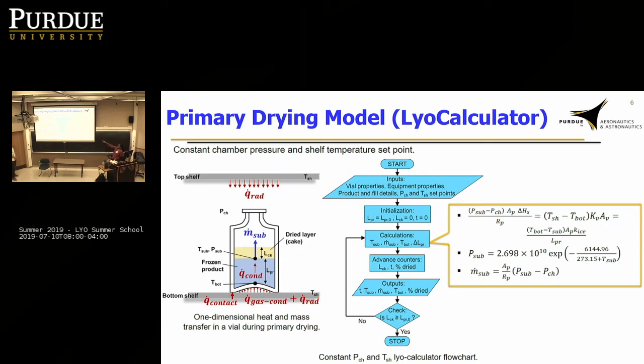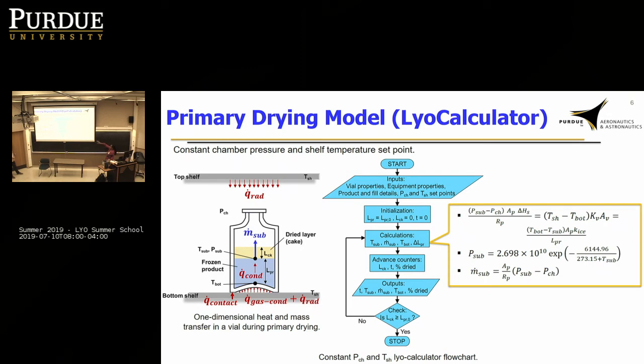And then the product and fill details, basically the product resistance, and then your fill volume. And you specify the chamber pressure and shelf temperature set points. You don't have to specify just a constant value. You can specify a ramp and multiple different values if you want. So it can take care of all of that. And then you initialize it. Basically, initially the entire length of the product needs to be frozen. The dried cake is 0, and you start with a 0 time.